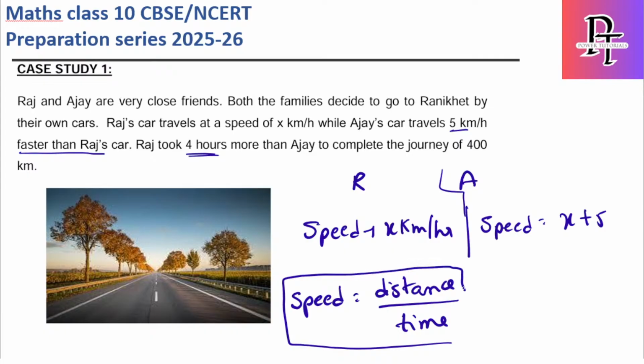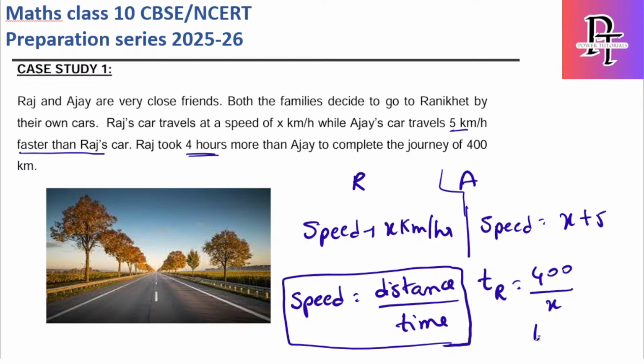I don't say this is related to maths, but it's related to physics or any general questions as well. Whenever you see speed formula, it is nothing but distance by time. So I am repeating the formula again. Speed formula is distance by time. So from this I can say time taken by Raj is distance they have mentioned, yes, distance is 400 by speed is x.